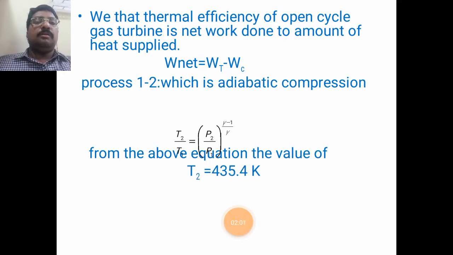Now by solving the above equation, we know the value of P2. P2 is equal to 4 bar and P1 is equal to 1 bar, gamma is equal to 1.4 and T1 is equal to 20 degrees centigrade. If we substitute that, we get the value of T2 as 435.4 Kelvin.